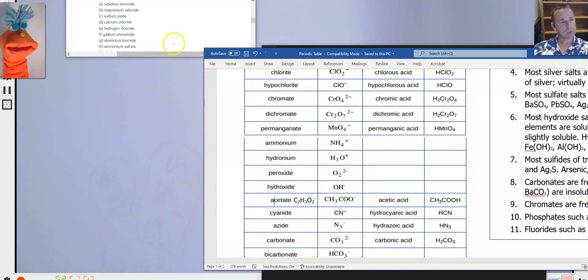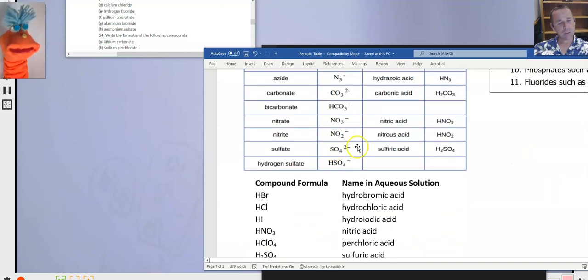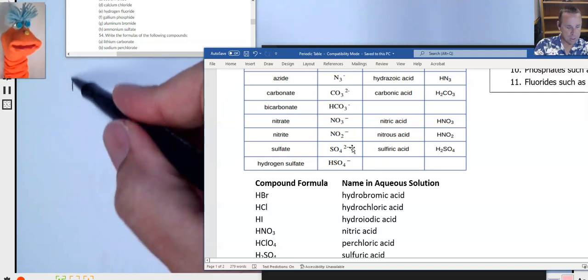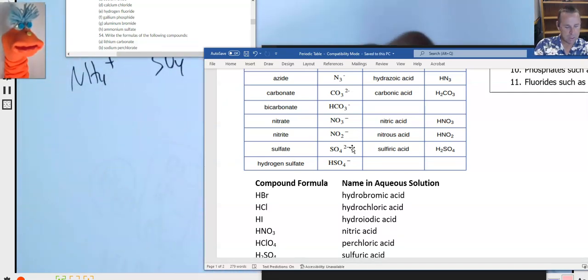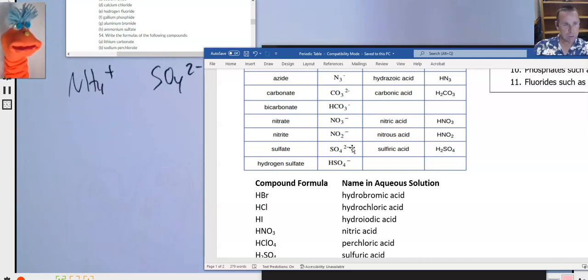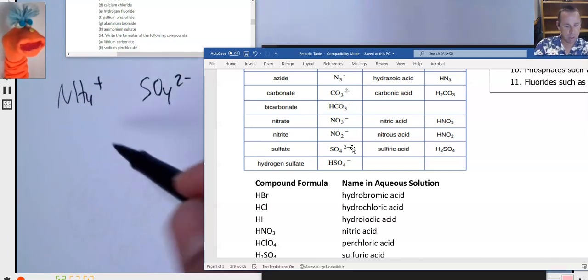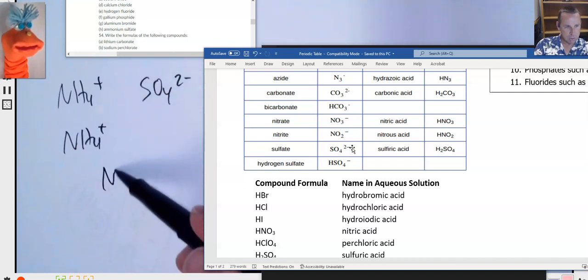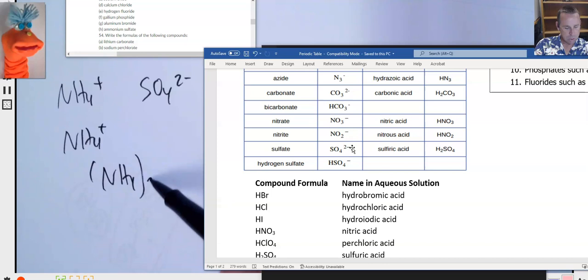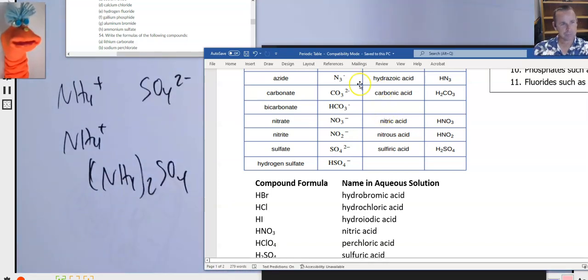Ammonium what? Ammonium sulfate. Sulfate, do you see the sulfate? There it is. All right, so the ammonium ion was this NH4+, and the sulfate, SO4 2-. Okay, so how are those going to come together? You need 2 ammonium ions for every 1 sulfate. So (NH4)2SO4. There's our ammonium sulfate.